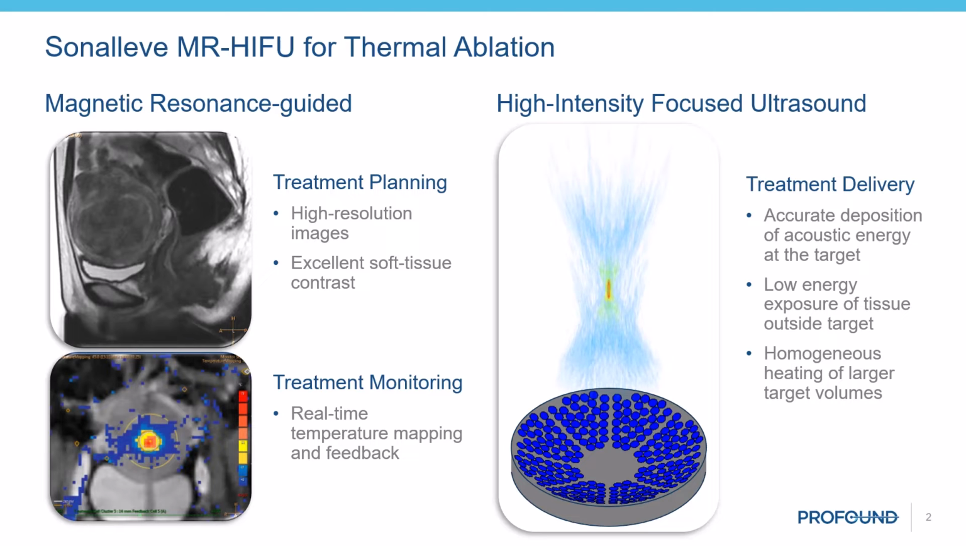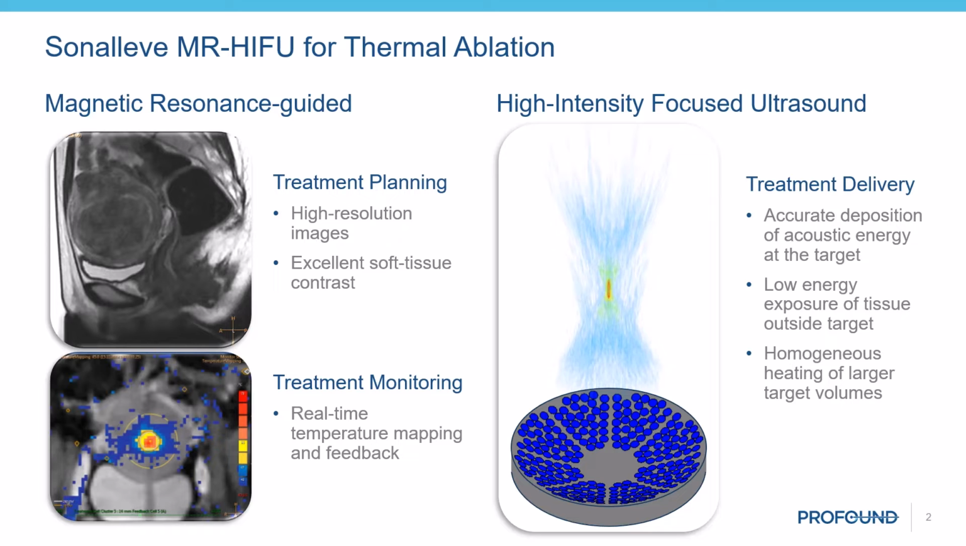MRI is used both for treatment planning and monitoring in Sonalleve. During the planning, high-resolution MR images with an excellence of tissue contrast are acquired. These images can then be used to accurately plan the heat delivery to the target while sparing sensitive, healthy tissue. During the actual treatment, the temperature at and away from the target is measured with MR thermometry in real time. In addition to treatment monitoring, the temperature information can be fed back to the software for optimized heating performance.